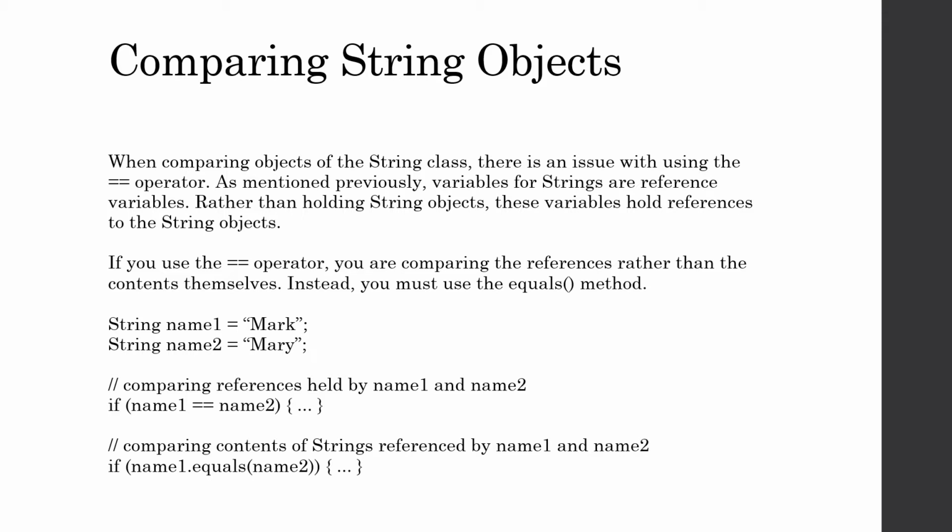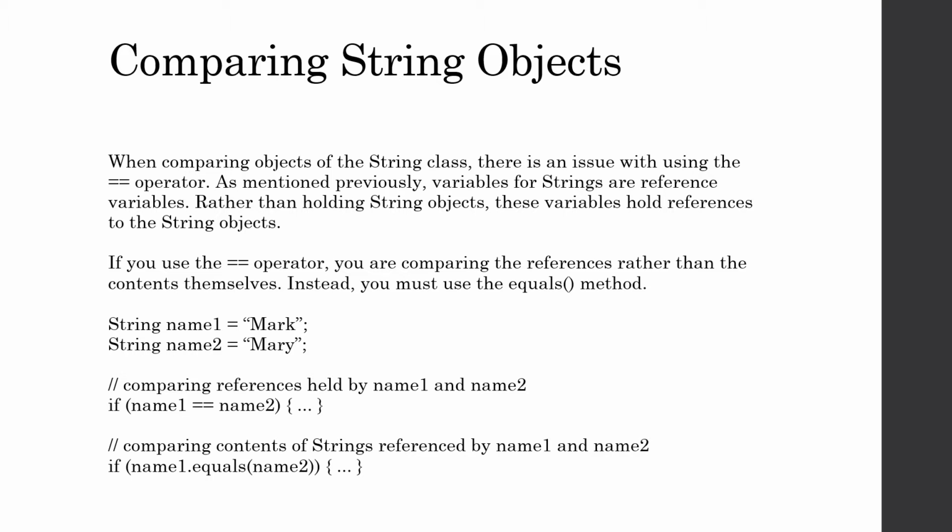So if we use the equality operator, you're going to be comparing the references rather than the contents themselves. You're basically asking, okay, I have one string object that's in one location, somewhere in the memory of my program, and then I have another string object that's in some other location. I'm going to compare those locations. Basically asking, are these two things in the same location? Or put another way, are they the same object?